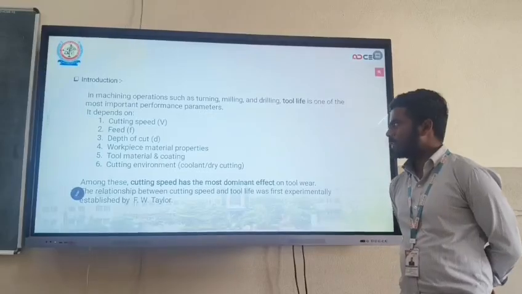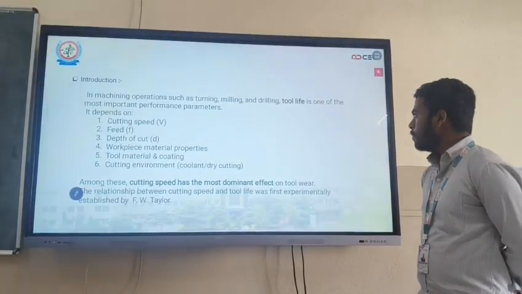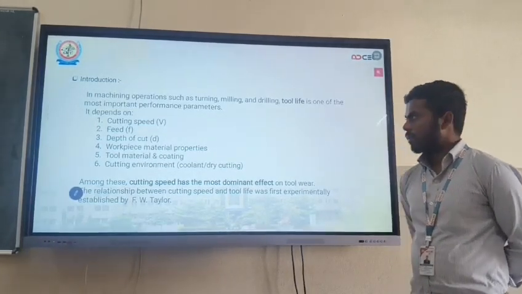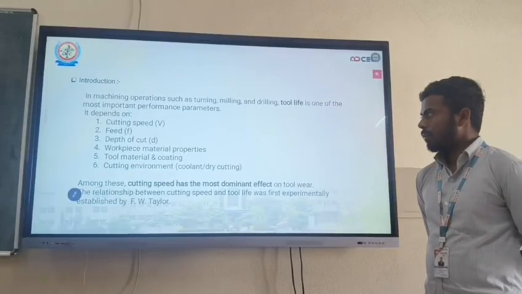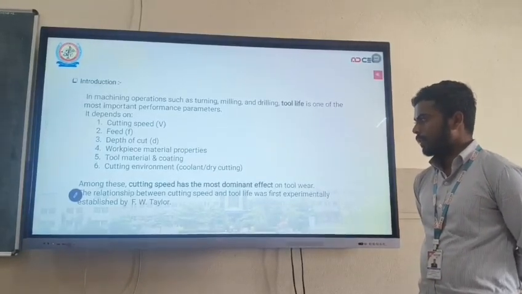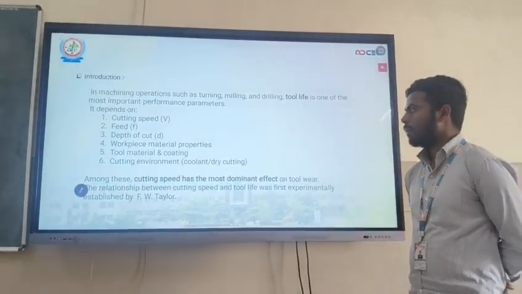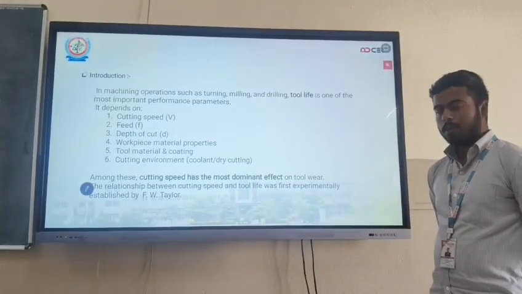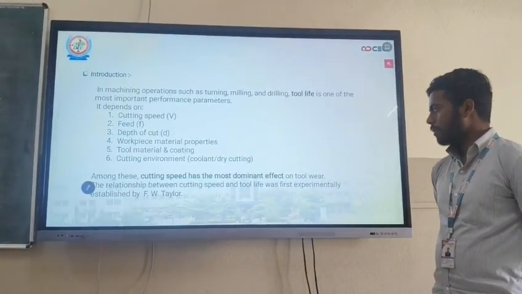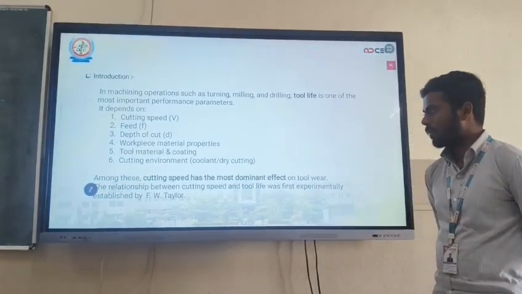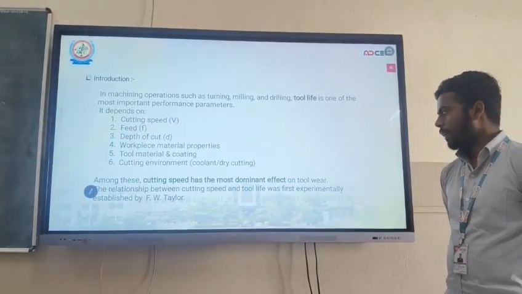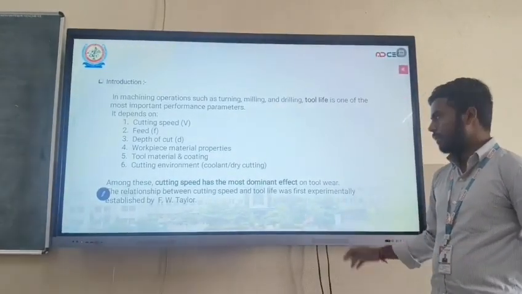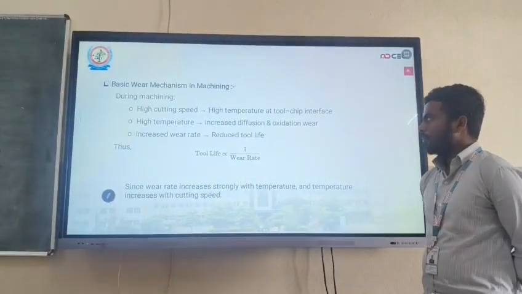Introduction. In machining operations such as turning, milling, drilling, tool life is one of the most important performance parameters. It depends on cutting speed, feed, depth of cut, workpiece material properties, tool material and coating, cutting environment, coolant or dry cutting. Among these, cutting speed has the most dominant effect on tool wear. The relationship between cutting speed and tool life was first experimentally established by F.W. Taylor.